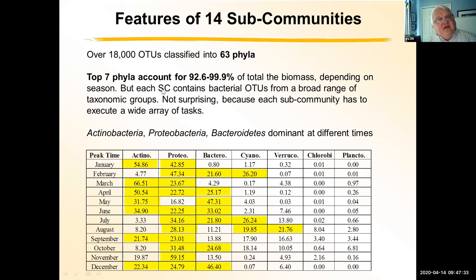At the same time, each of these subcommunities that we look at contains OTUs from a broad range of taxonomic groups. So that's not surprising, because of what we discussed earlier: each subcommunity has to execute similar or the same tasks during different times of the year. So there's still a need to do photosynthesis, there's still a need to do nitrogen fixation, and so on. So here are some of the dominant species, the 7, and you can see in January about 50%, and here 40%, almost 100% are just these two species. And then it changes throughout the year, and now we can say, what does it mean? And we can interpret that in terms of biological function.